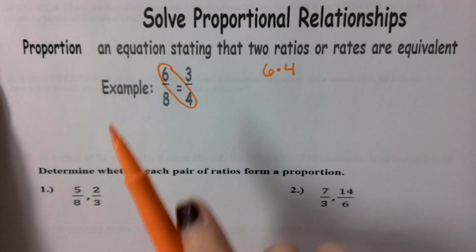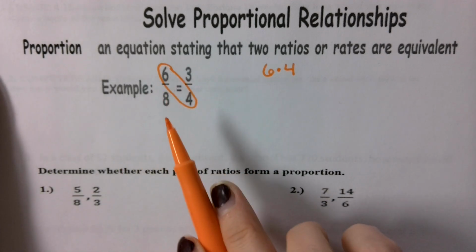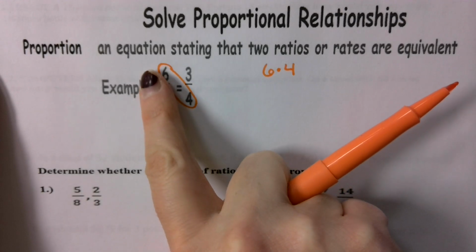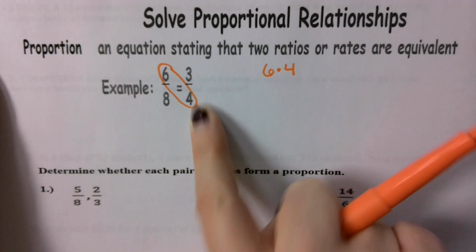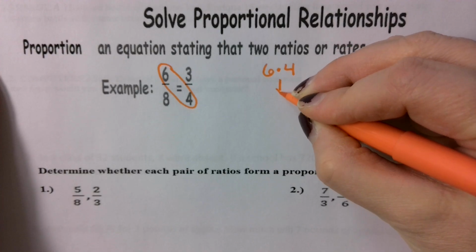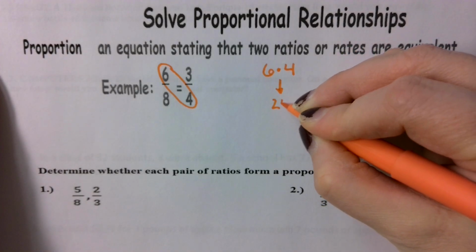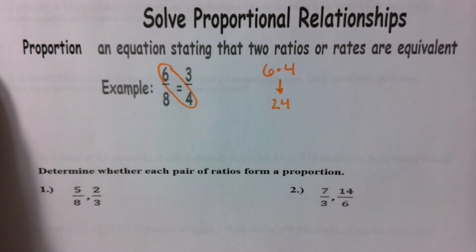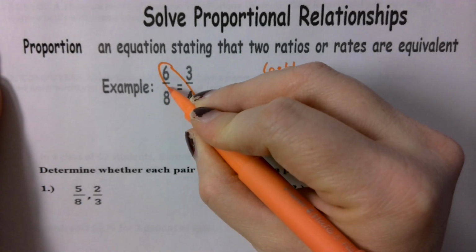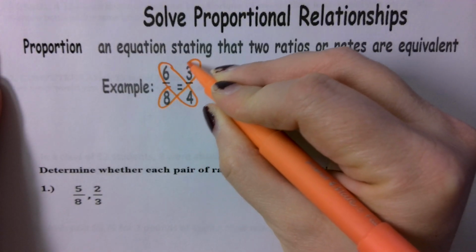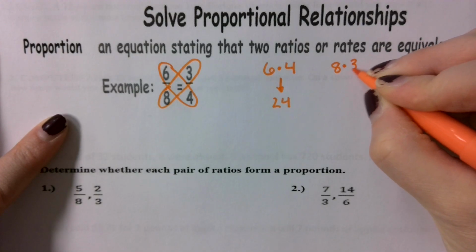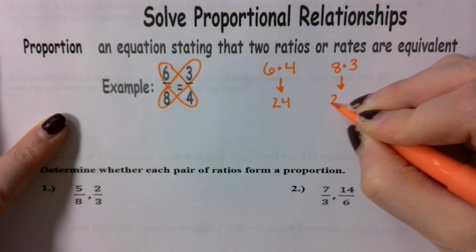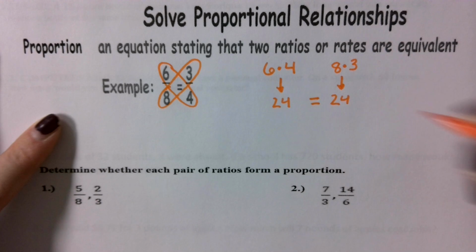All right, so once again, we're taking a look at our ratios, our fractions, and if they are proportional, we're going to multiply their diagonals. We're going to do the cross product. So we're going to do 6 times 4, and 6 times 4 is what? 24. Okay, if it is proportional, then when we multiply the other diagonal set of values, 8 times 3, it should also equal 24. Okay, they should be equal to each other.